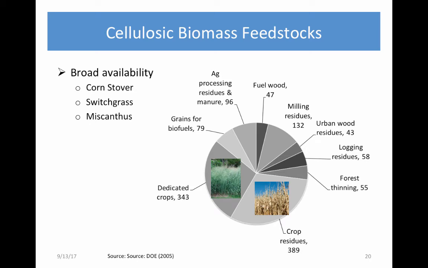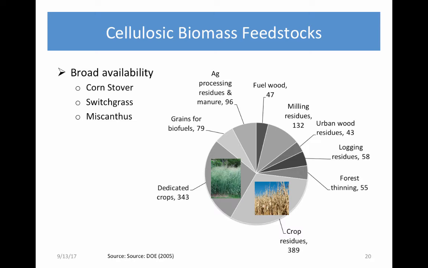Cellulosic biomass is available over a broad area. The major feedstocks for cellulosic biomass include corn stover, switchgrass, miscanthus, and other dedicated energy crops. According to a report produced by DOE in 2005, crop residue can provide about 1/3 of cellulosic biomass.